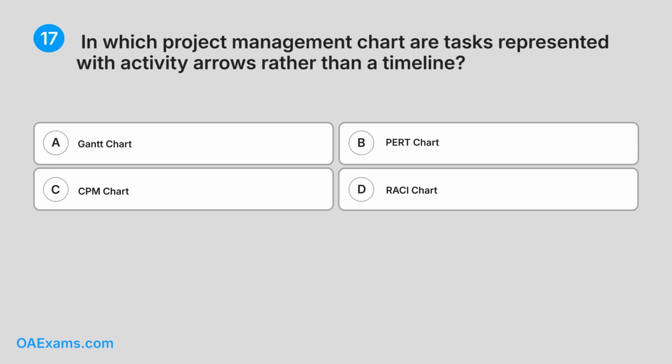17. In which project management chart are tasks represented with activity arrows rather than a timeline? A. Gantt chart. B. PERT chart. C. CPM chart. D. RACI chart. What do you think is the answer?